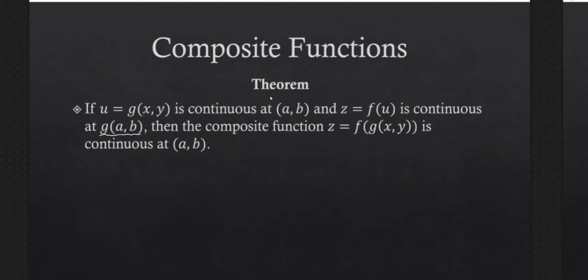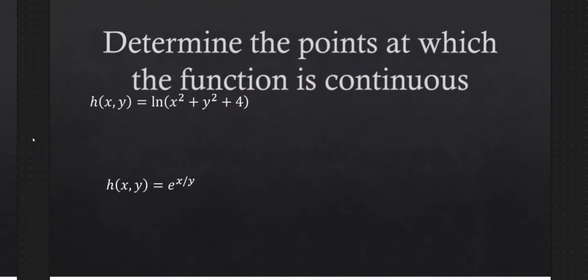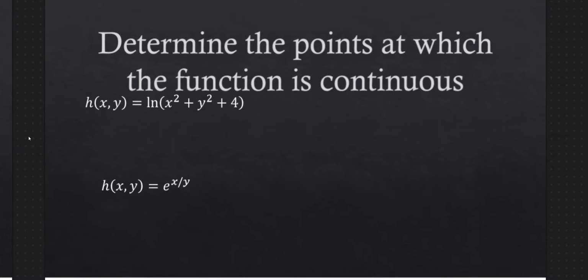All right, so this is maybe a little bit difficult to understand, so I think this is best understood through examples. The idea is, what if I want to determine the points at which a function is continuous for something like natural log of x squared plus y squared plus 4? Right, so here this is a composition of functions.